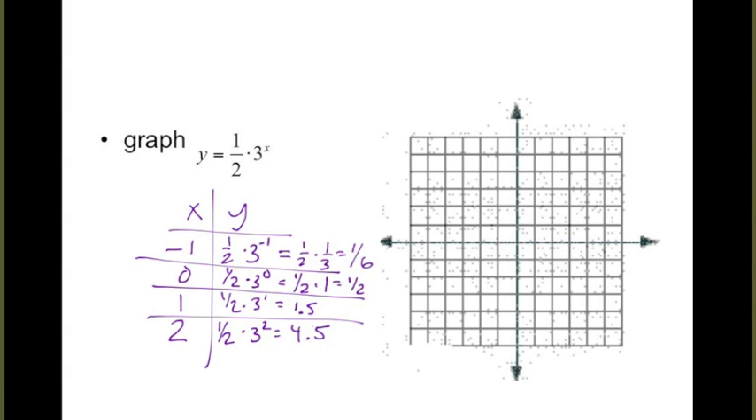-1, 1/6 is just going to be a small value there to kind of approximate that. 0, 1/2. 1, 1.5, and 2, 4.5. Our asymptote is going to be our x-axis, so it's going to start out flat along there, and then grab those points. Arrows on both ends because it goes on forever.